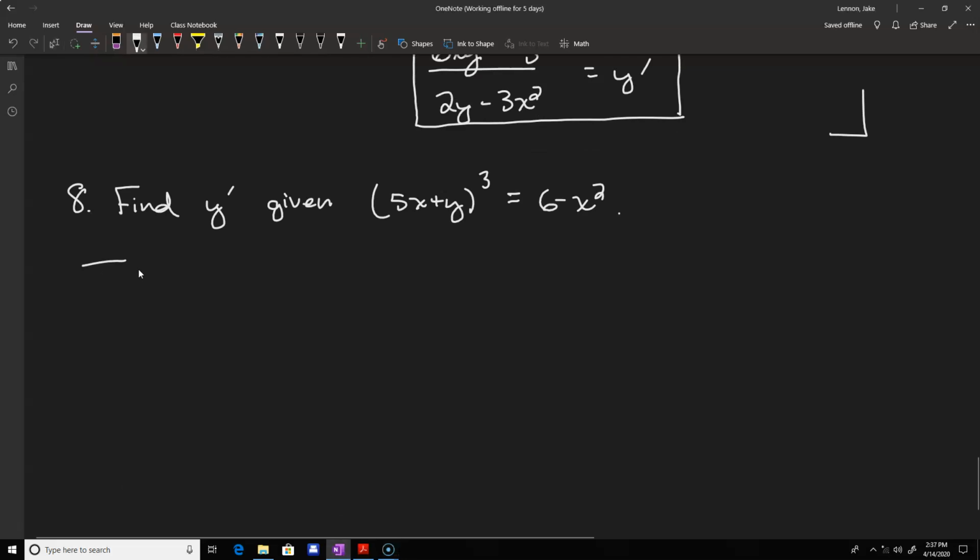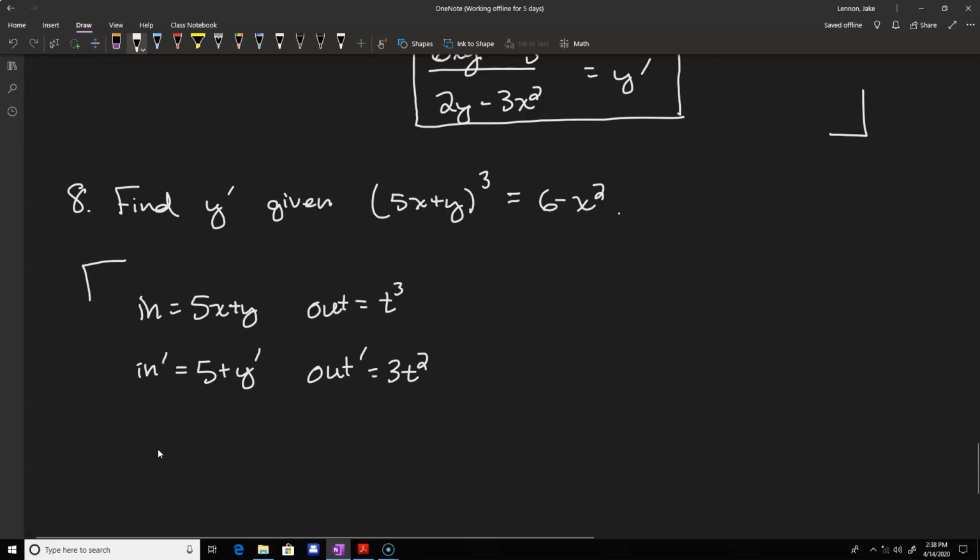So number 8 is another implicit problem, but this one, on the left-hand side, we're going to require a chain rule. So for the derivative of the left-hand side, we have our inside function 5x plus y, and then we have our outside function, which is just going to be t to the third. So our inside prime, the derivative of 5x is 5, but the derivative of y is y prime, and then the derivative of the outside function is 3t squared.